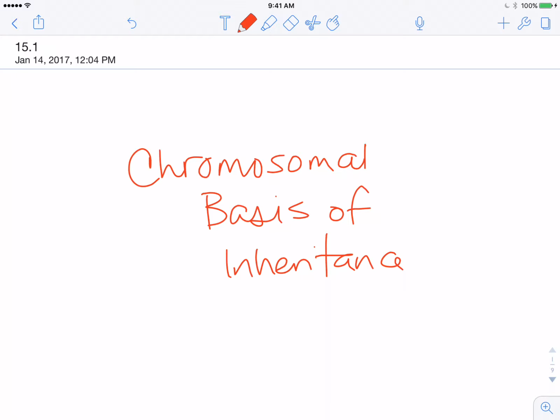Here we go with the chromosomal basis of inheritance. We've already looked at mitosis and meiosis, how our chromosomes move around, get sorted into gametes, and get passed on to zygotes, and we've looked at genetics and how that works. What we're going to do now in chapter 15 is put the two of those together: the genes we look at in genetics are actually located on chromosomes and follow the rules of chromosome movement and behavior.